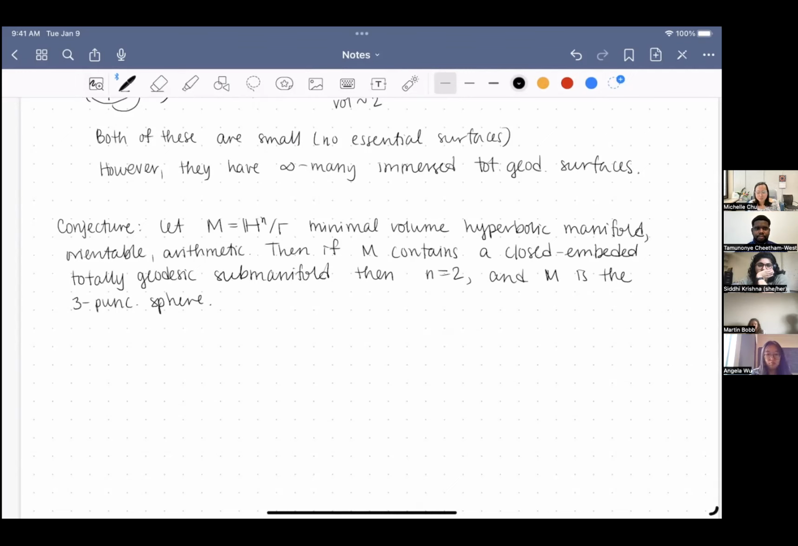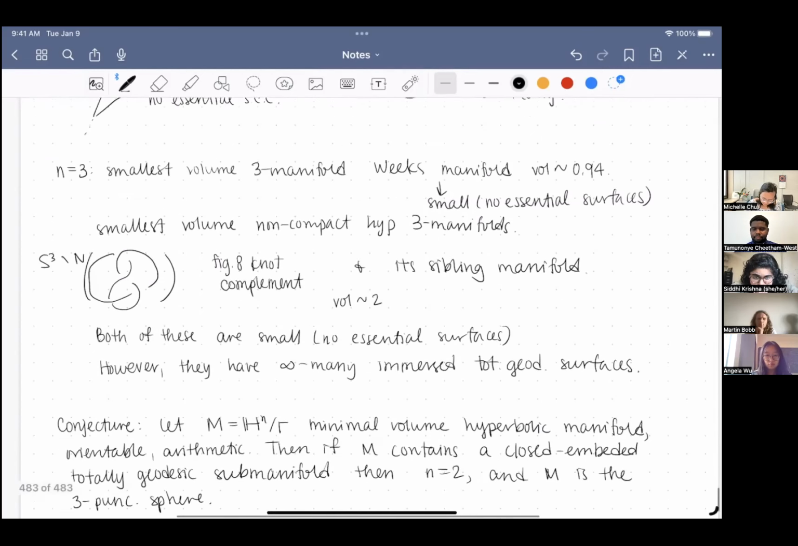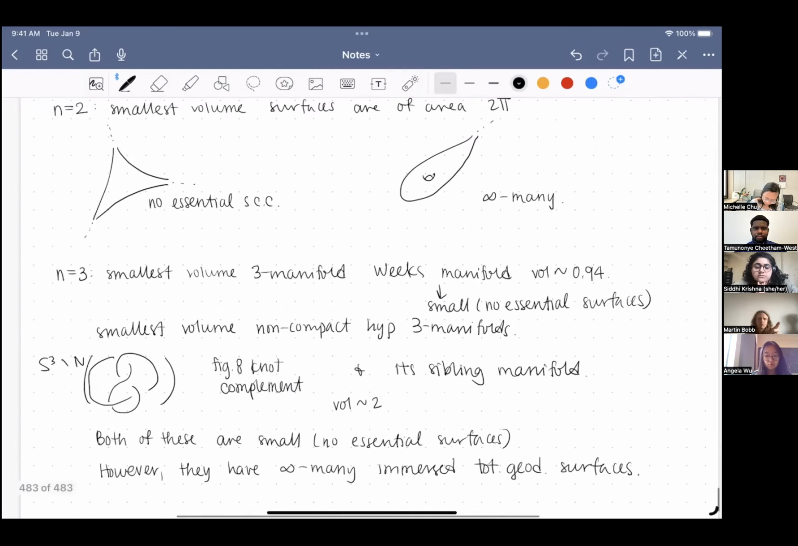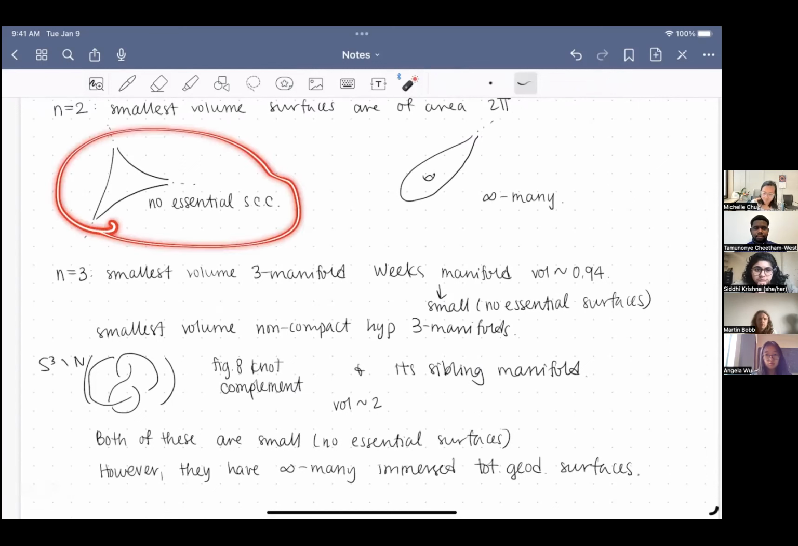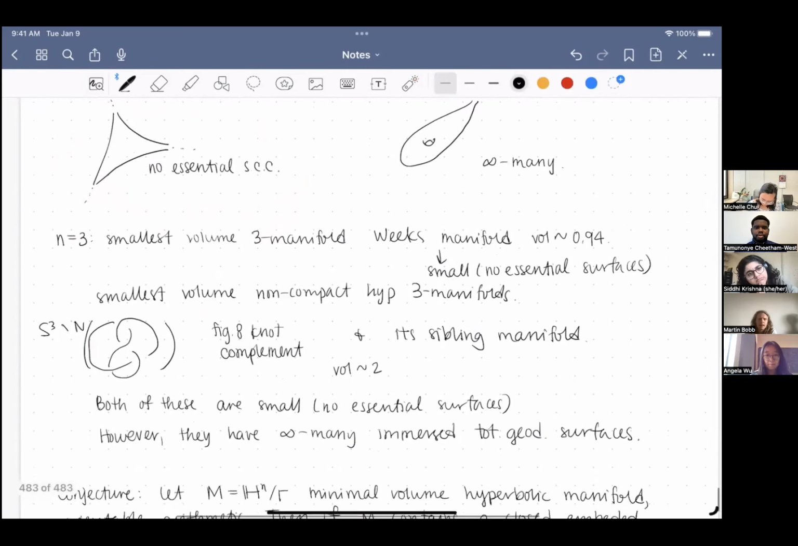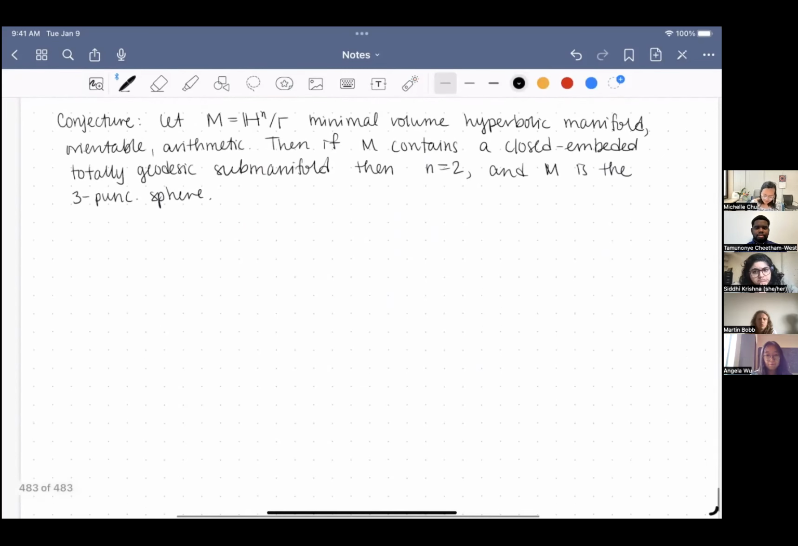Okay, so what am I saying here? I'm saying that the only time that I'm expecting a minimal volume hyperbolic manifold to contain a totally geodesic embedded submanifold is this case that I described up here. Okay, so let me actually pause for questions right now.